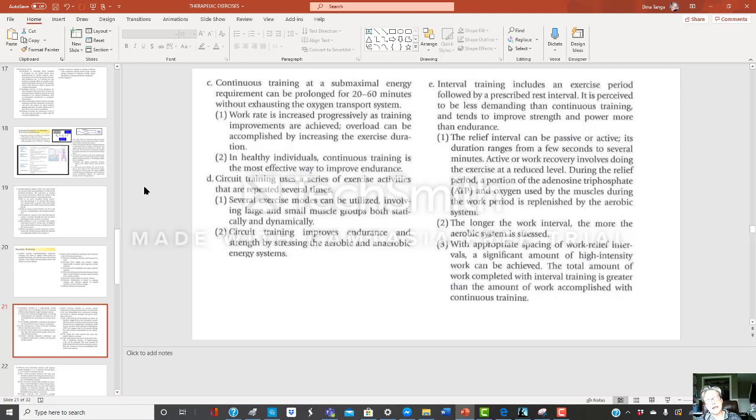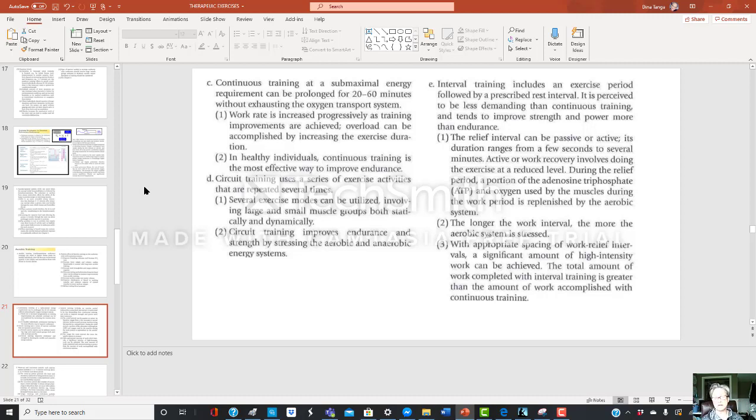Continuous training at a submaximal energy requirement can be prolonged for 20 to 60 minutes without exhausting the oxygen transport system. Work rate is increased progressively as training improvements are achieved. Overload can be accomplished by increasing the exercise duration. In healthy individuals, continuous training is the most effective way to improve endurance.